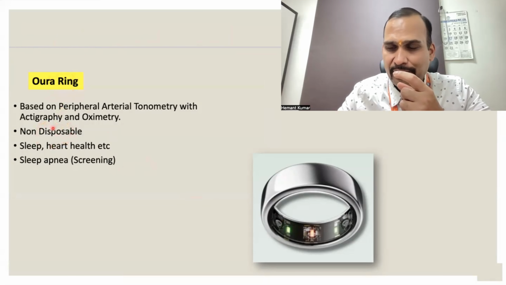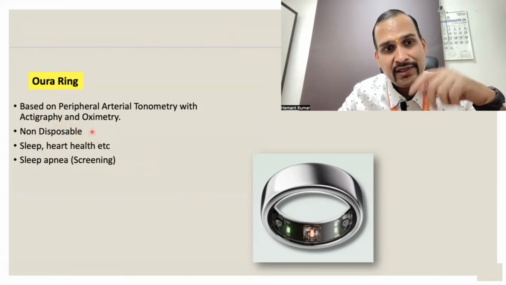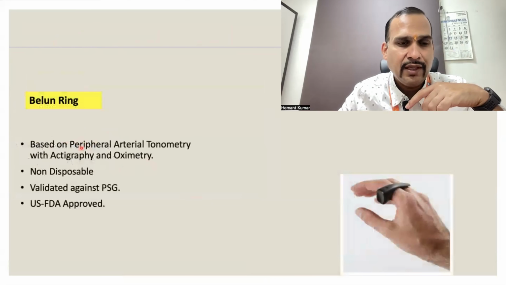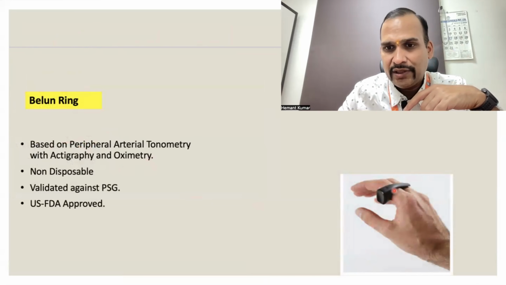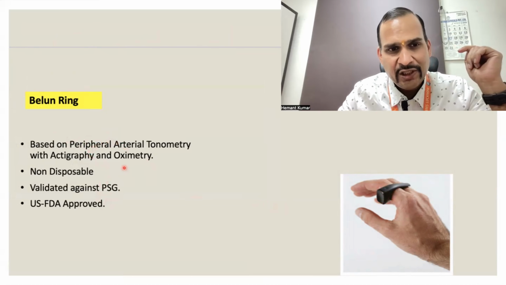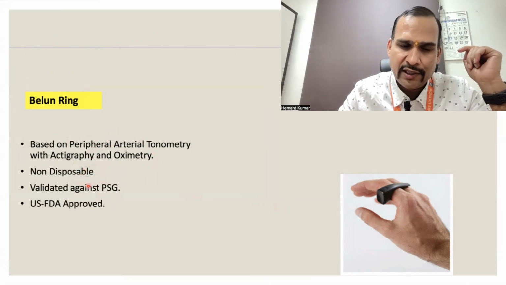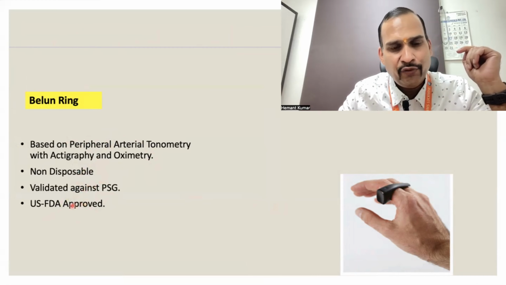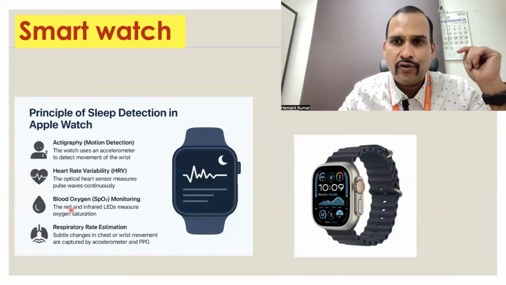Like this machine, there is another very small machine, the Aura ring. This is non-disposable. That was disposable. This is a ring worn on the index finger. So again, the principle is the same. It's not disposable. And again, approved by US FDA for screening of OSA.